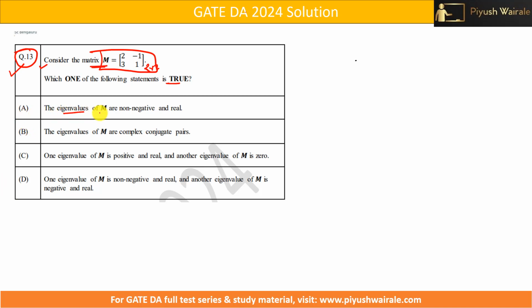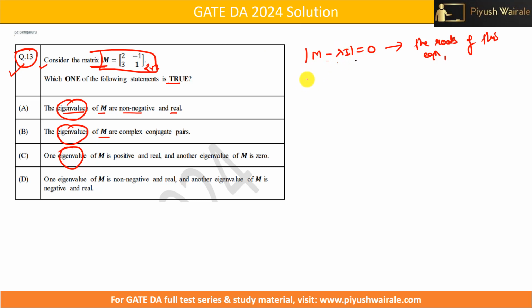The options are: the eigenvalues of M are non-negative and real; the eigenvalues of M are complex conjugate pairs; and these are the other two options. So basically we need to find the eigenvalues and see which of the options are correct. Now, how do we find the eigenvalues? Consider this expression: determinant of matrix M minus lambda I equals 0. The roots of this equation will be my eigenvalues. M is given to us, lambda represents the eigenvalues, and I is the unit matrix.